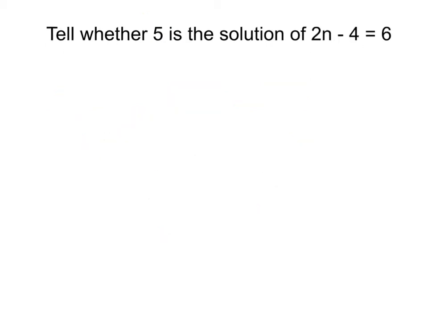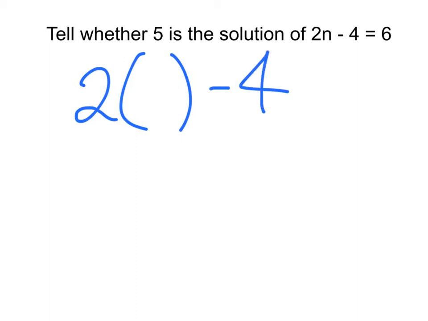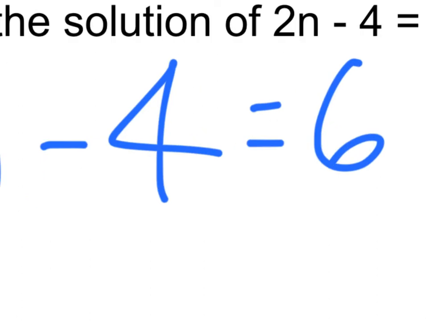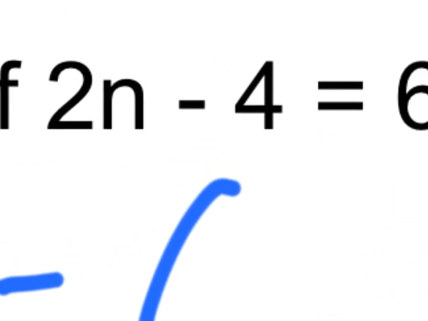Again, we need to figure out if 5 makes both sides equal. It says, tell whether 5 is the solution of 2n minus 4 equals 6. Let's rewrite this expression. 2, and I'm going to do open parentheses, minus 4 equals 6. And the reason I did open parentheses is because I can see it says 2n minus 4.